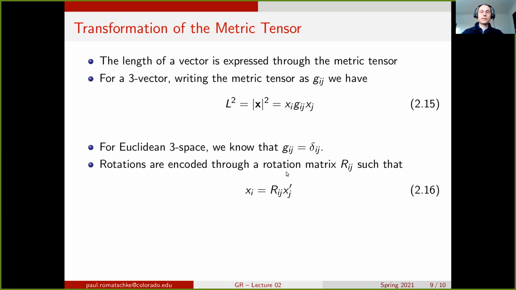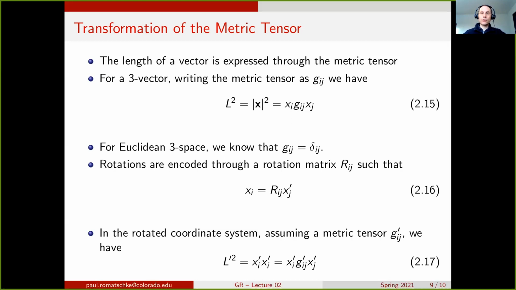Now, let us consider a particular transformation of the coordinates in 3-dimensional Euclidean space. So we have the length of our vector that we can write down in index notation in terms of this metric tensor g_ij. And now we transform the coordinates by doing a rotation. So we write our old coordinates x^i in terms of new coordinates x'^j, and the transformation from one coordinate system to the other is just a rotation matrix R_ij.